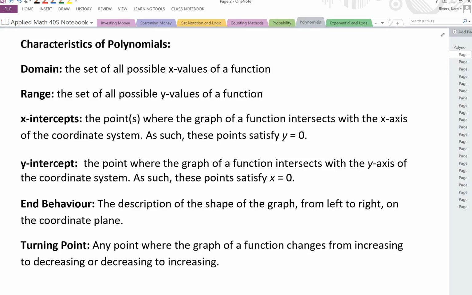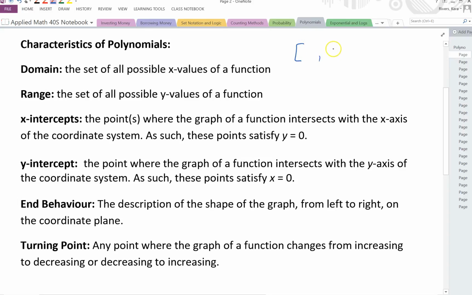There are some characteristics of polynomials that you've seen before and we've talked about before, and I'm going to go through a couple of other ones that might be new to you. Domain and range we've seen before. Domain is the set of all possible x values in a function, where range is all of the possible y values in a function.